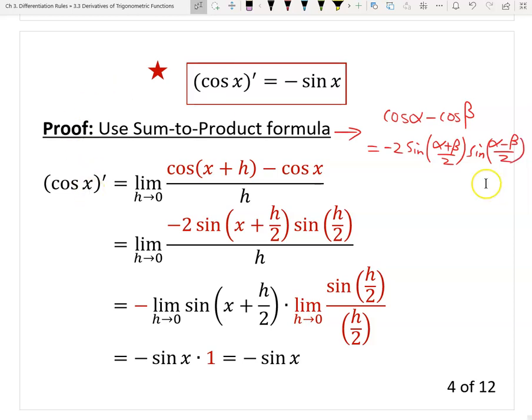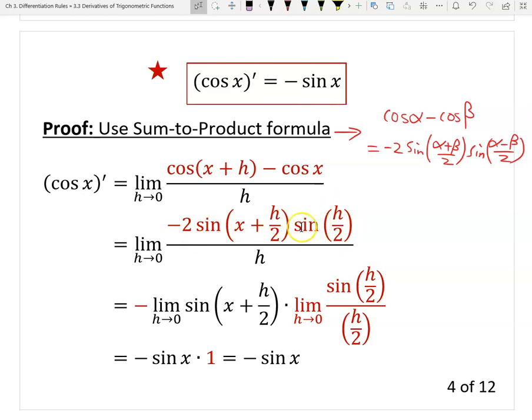Now we are going to use this formula. What is alpha? The first angle, which is x plus h. What is beta? The second angle, which is x. I plug into the formula and get negative 2 times sine of the average, which means x plus h plus x over 2, so we get x plus h over 2. The second sine is of half of the difference: x plus h minus x gives h over 2. This is half of the distance.